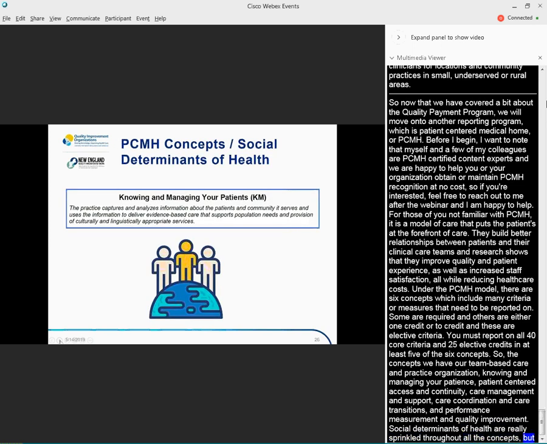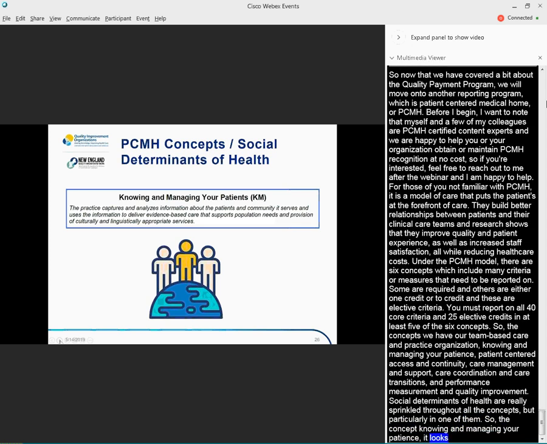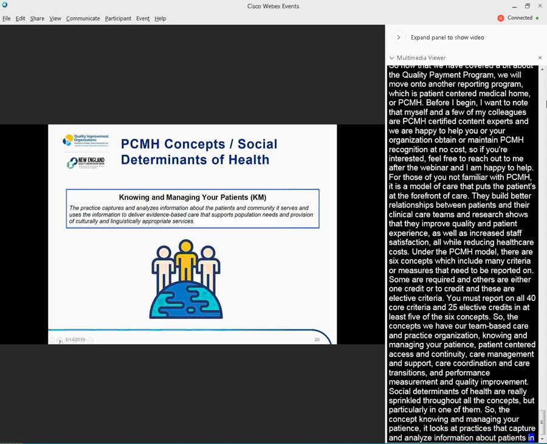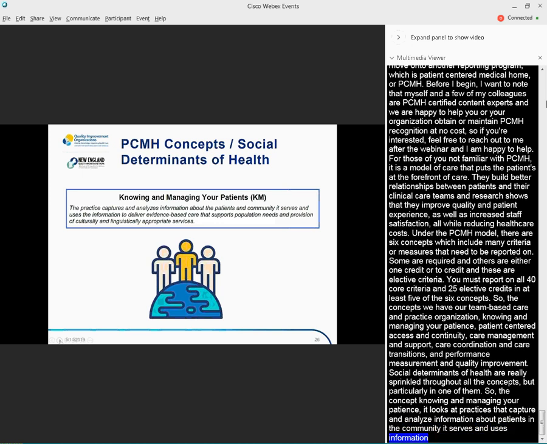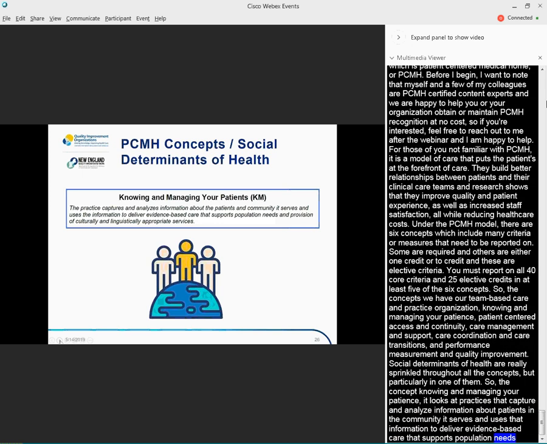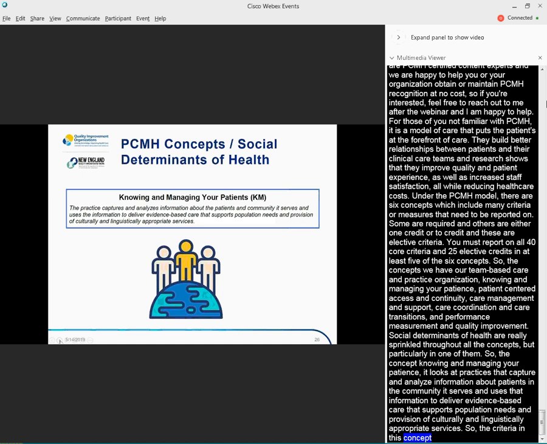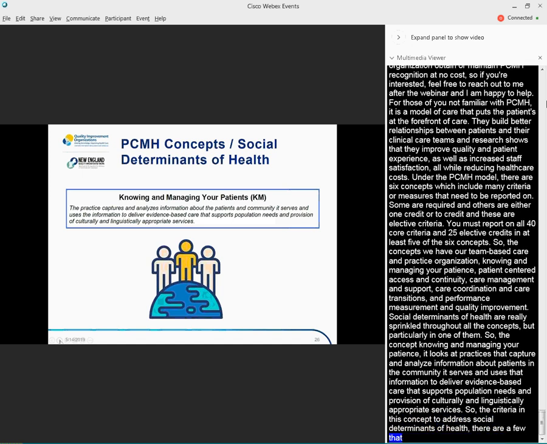So in the concept knowing and managing your patients, or KM, it looks at practices that capture and analyze information about patients and the community it serves, and uses that information to deliver evidence-based care that supports population needs and provision of culturally and linguistically appropriate services. So the criteria in this whole concept practically address social determinants of health, but there are a few that really hone in on it. So in the criteria KM02, it's called Comprehensive Health Assessment.